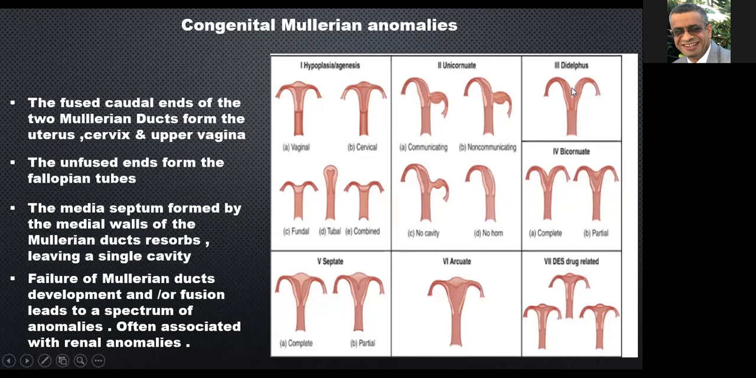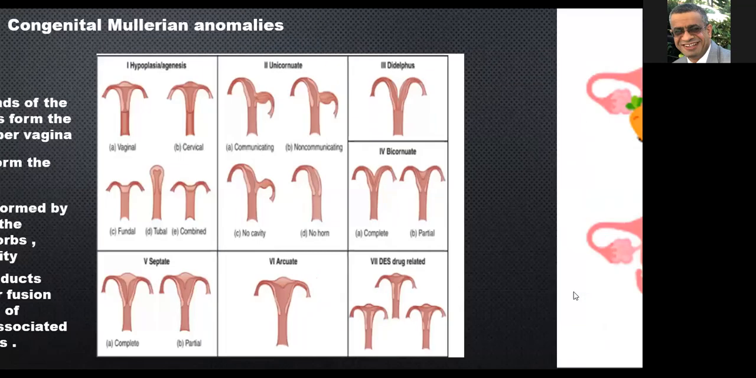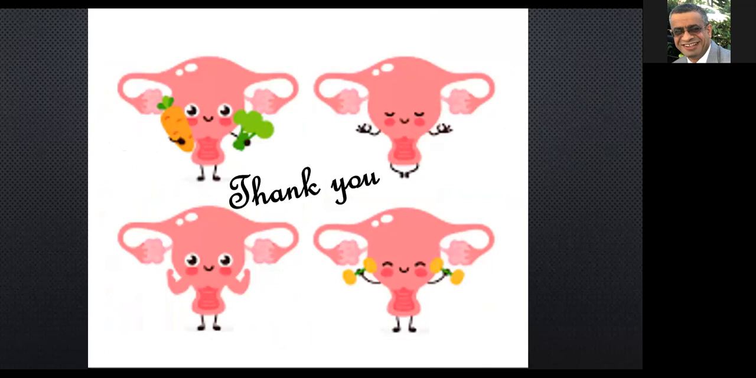In didelphys or bicornuate, there is no fundus, while in the septate there is a fundus and the septum extends to the endometrial cavity, while in arcuate there is an indentation from the fundus to the cavity, and also there are drug-related anomalies. That's all regarding the female genital tract anatomy.